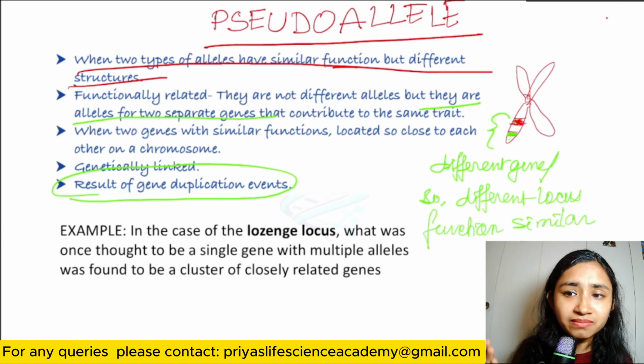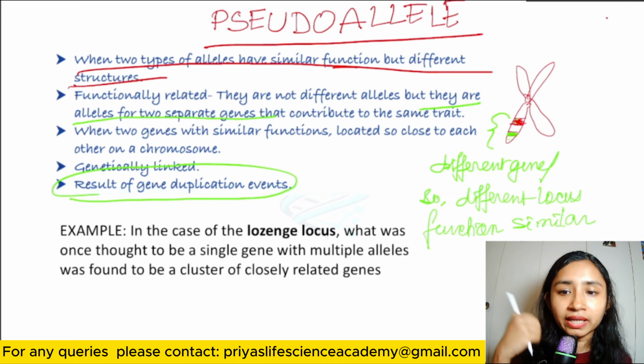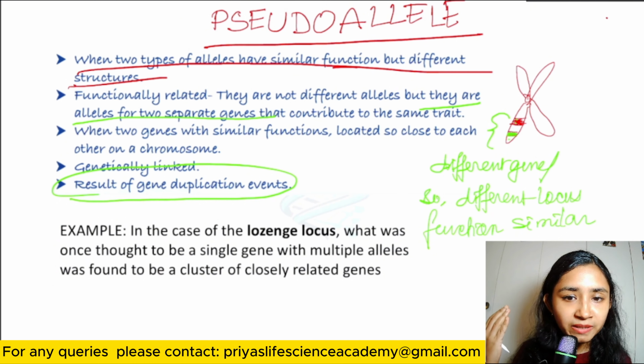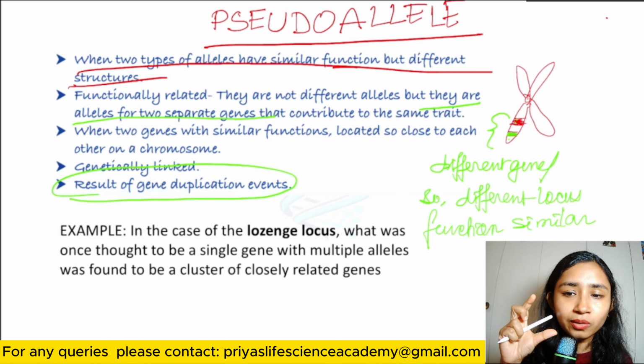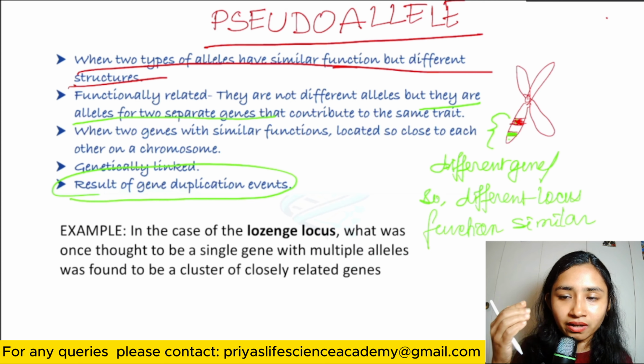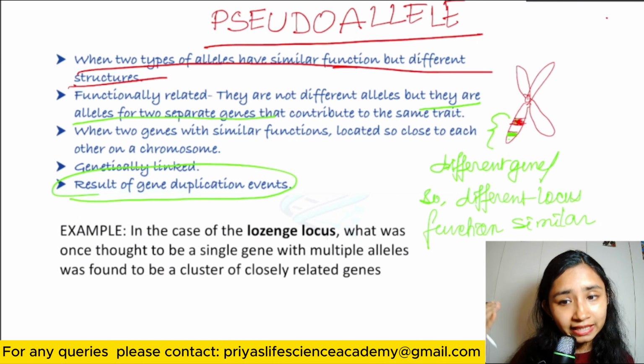That is why sometimes they are inherited together as well. Okay, there is no recombination between them. As they are very closely located, there is very less chance of recombination. So in most of the cases, they are inherited together. I'll come to this recombination, inheritance, linkage in later classes. Okay, so what's the example?